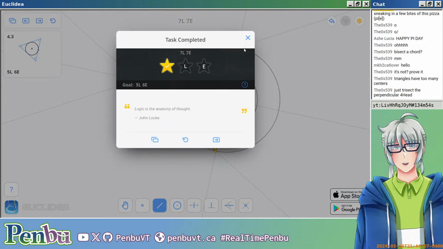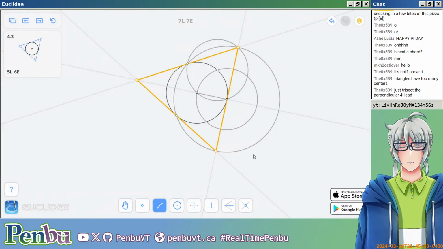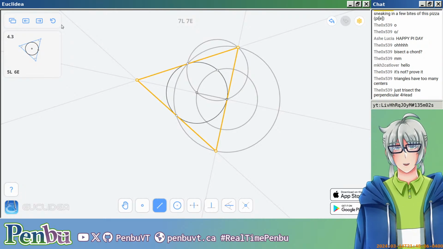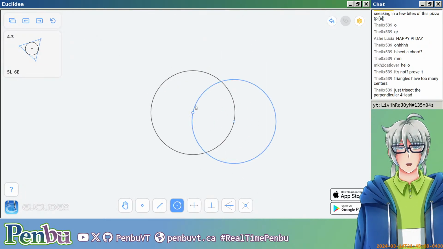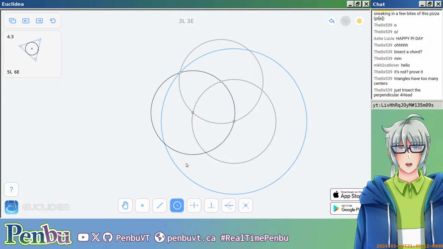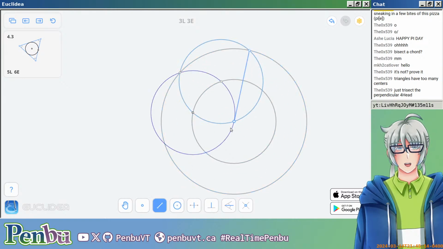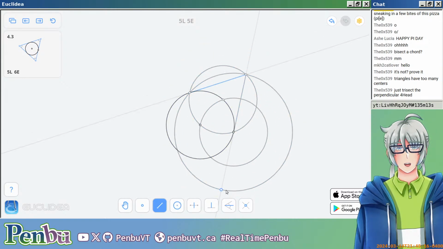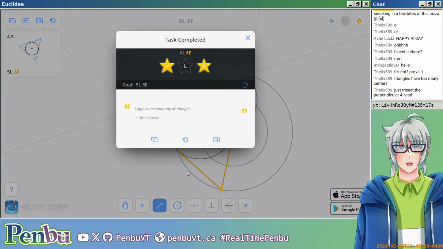Okay. Can we pare that down even more? Yes, we don't need this line. So we draw a circle here, draw a circle there. And then we know that this has to be that. We can draw this line, we draw this line, and draw this line. That's 6. That's 6 elementary, so we got one of these.